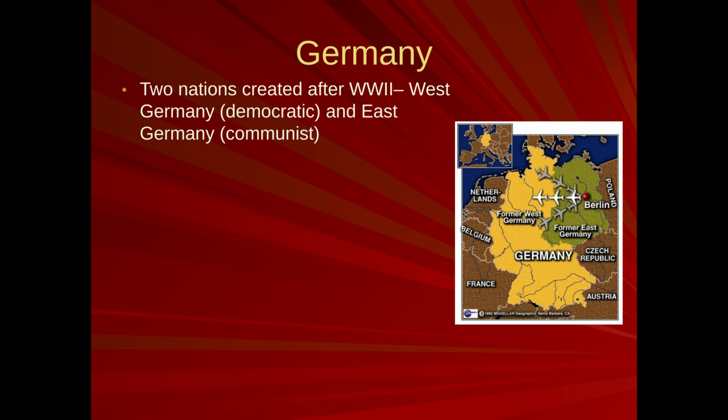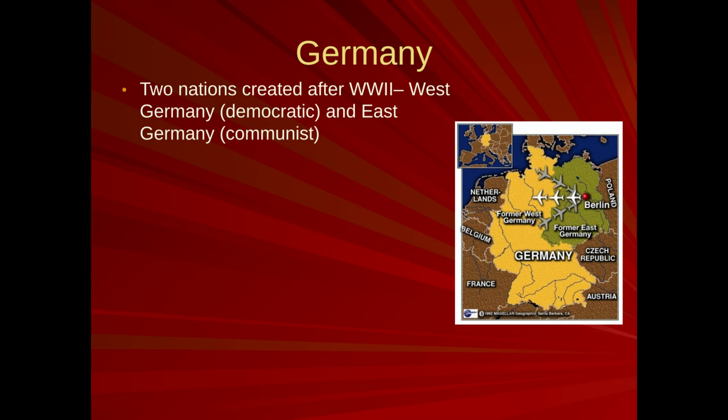And this division is what's going to lead to problems, because the western portion was going to be controlled by the Allies, the eastern portion by the Soviet Union. France, Great Britain, and the United States would control the West. East Germany would be controlled by the Soviet Union. West Germany would mainly become a democratic nation. East Germany would become a communist nation, much like the Soviet Union.